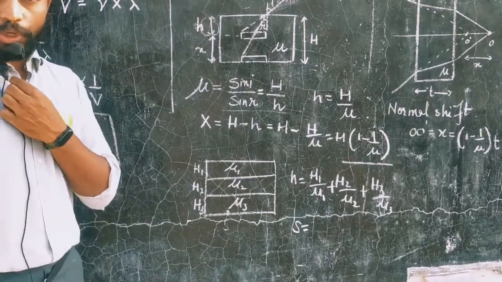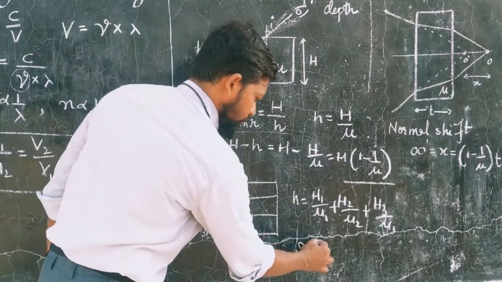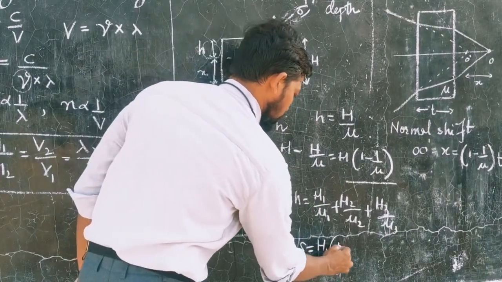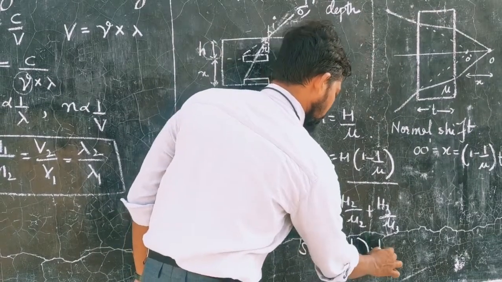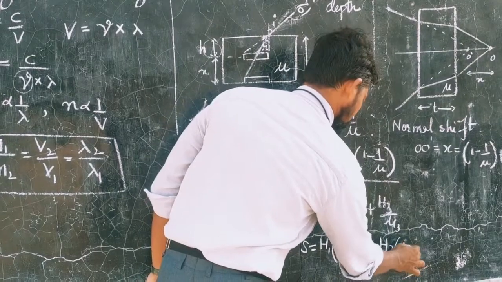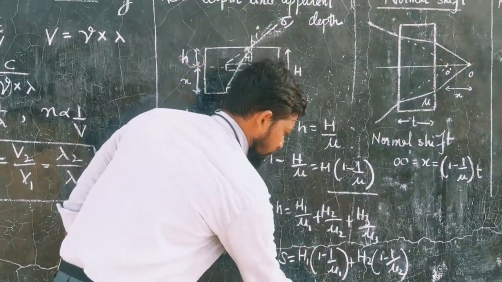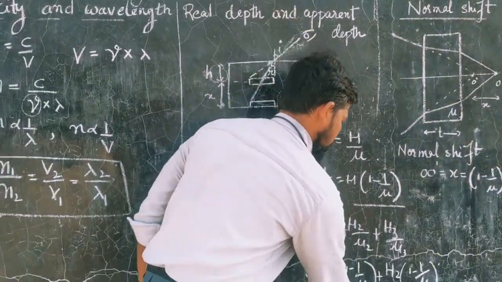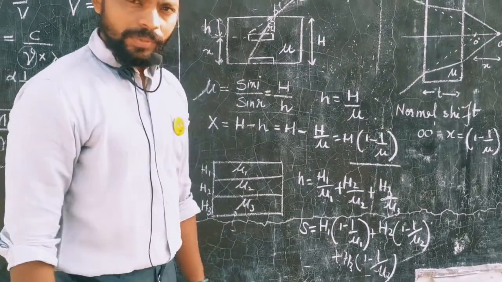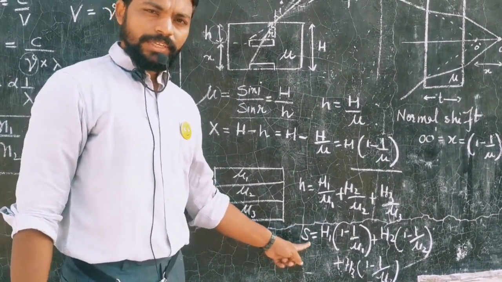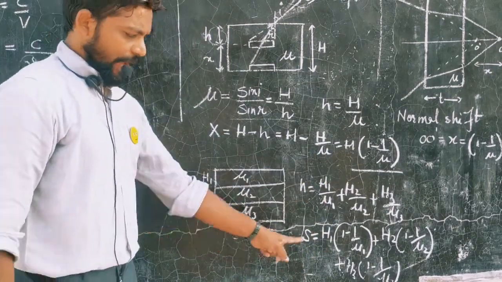Similarly, if they ask what is the total shift, then we can write h1(1 - 1/mu1) plus h2(1 - 1/mu2) plus h3(1 - 1/mu3). I hope you understood. We extended the same formula to all the three mediums, we added, and we got this formula for the total apparent shift.